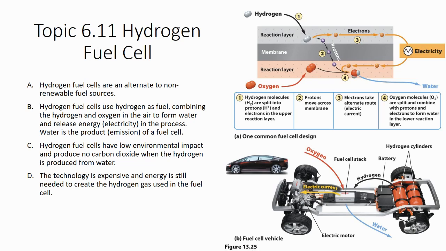So here in number 1, our hydrogen molecules are going to be split. Those hydrogen protons and electrons wind up in that upper reaction layer there. Those protons are going to move across the membrane, and electrons take a potential alternate route. That's that electrical current there. Oxygen molecules, O2, are then split and combine with the protons and electrons from our hydrogen molecules to form our end product, which we know is water, in that lower reaction layer. So this is a fantastic energy source, doesn't produce any carbon dioxide. It still produces electrical energy. However, it can be expensive and requires lots of energy to occur.